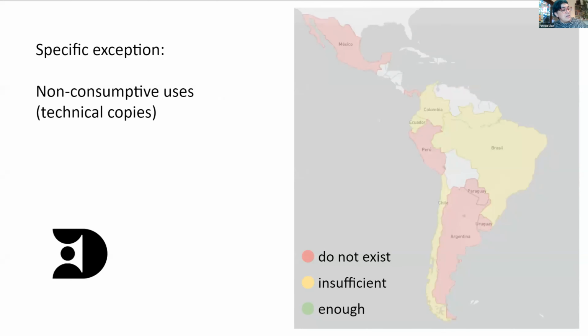And finally, the last map is about non-consumptive uses. This kind of exemption should enable all uses that require technical or temporary copies, such as caching, streaming, indexing, text and data mining, and many other technical processes typical of the operation of computing devices and the internet. Countries in yellow allow certain types of technical copies of works for the exclusive purpose of facilitating network communications. No country provides an exception that covers this type of use in a generic way.